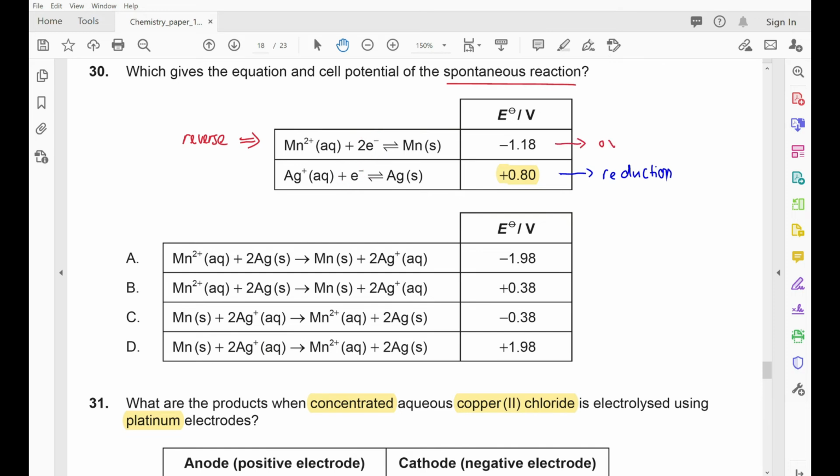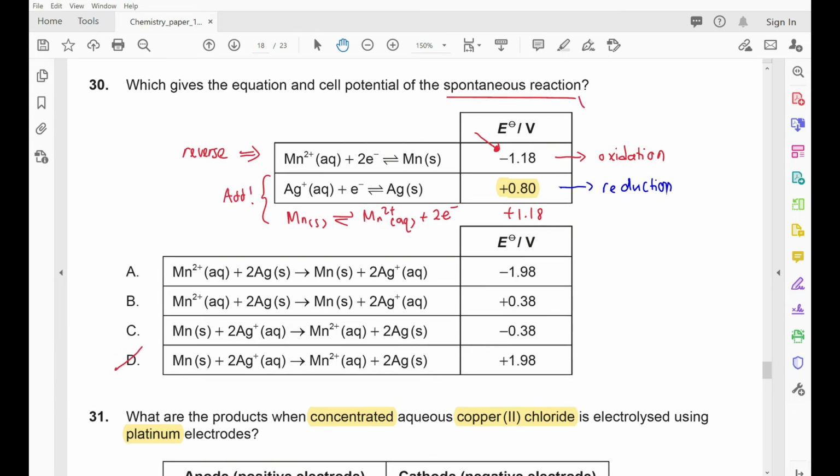Our oxidation is going to be the first reaction. When we reverse the equation, we also reverse the sign of the electrode potential. So when we add them up together, we get D. Spontaneous reaction must have cell potential of positive value. And we can see that the total here is positive.